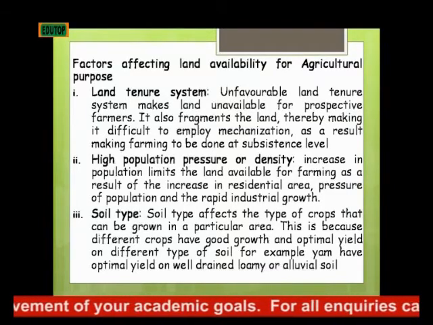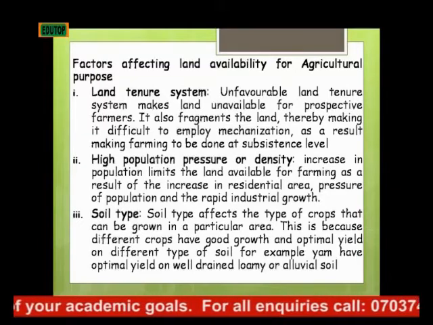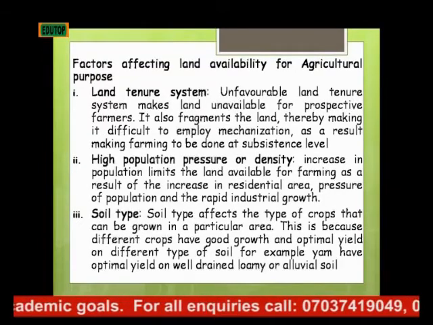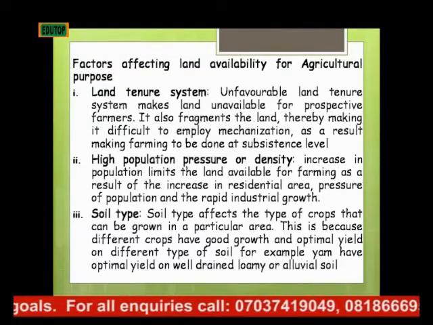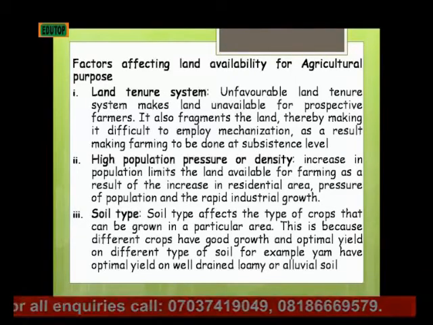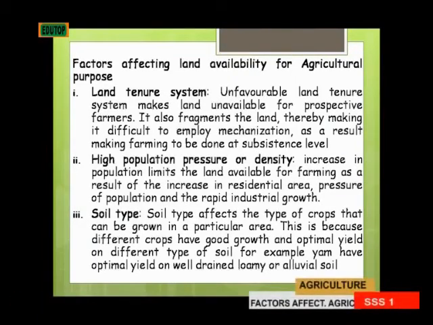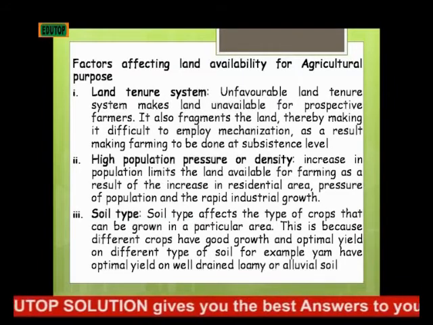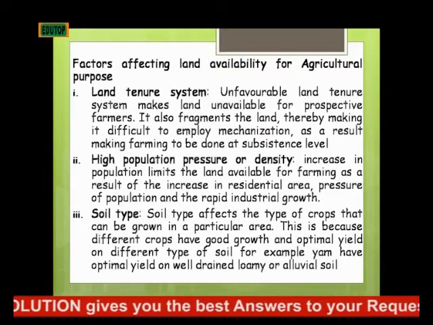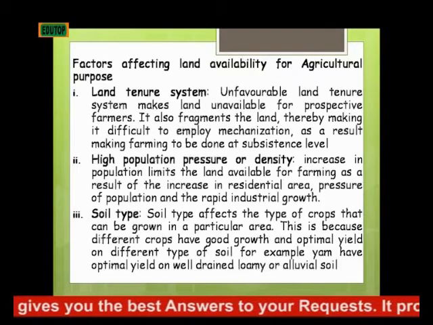Then 2, we have high population pressure or density. Increase in population limits the land available for farming as a result of the increase in residential area and increase in the pressure of population and the rapid industrial growth.